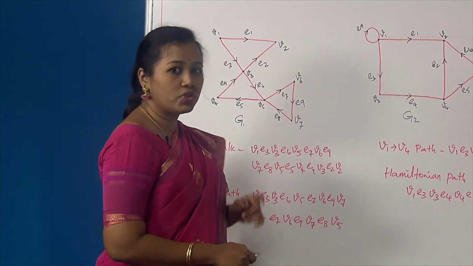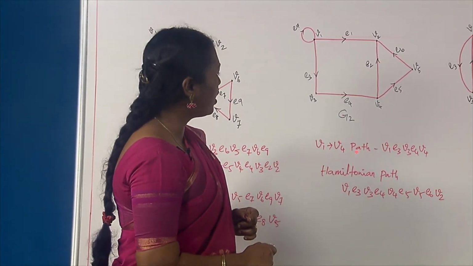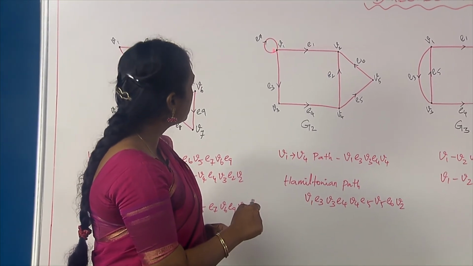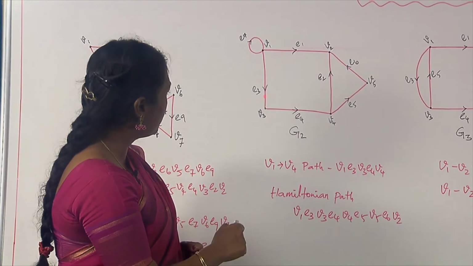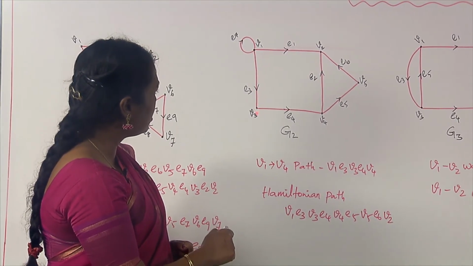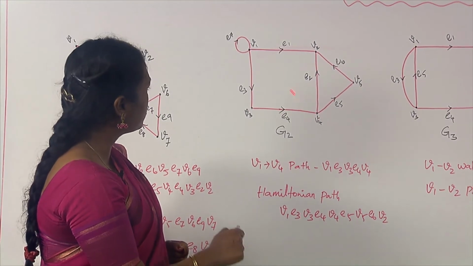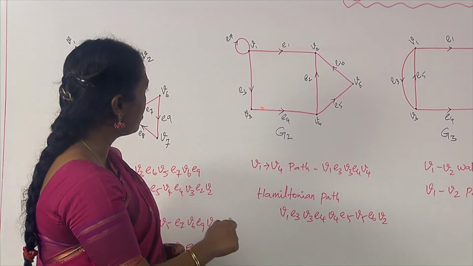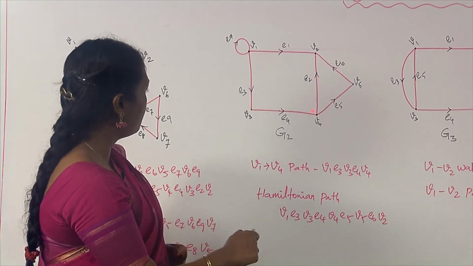Now, let us go on to one more graph, and here we shall see a V1 V4 path. So, V1 to V4: V1, E3, V3. You are starting here, going through E3 to V3, and then through E4 you are going to V4. So, this is a very nice path. None of the vertices are repeating, none of the edges are repeating. So, from V1 to V3 to V4.